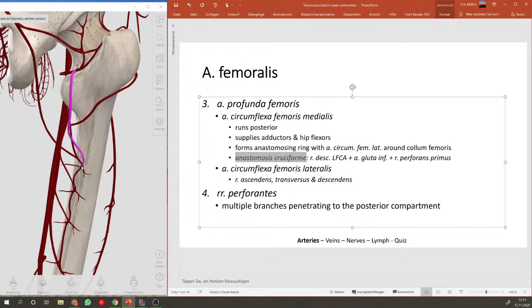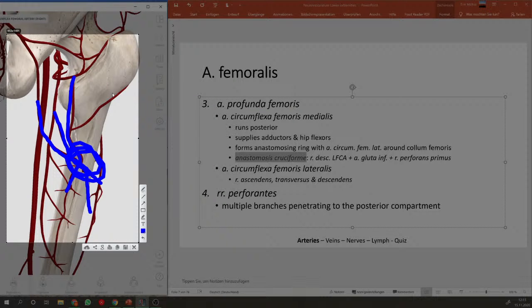And the first branch of the perforating arteries, so it will be this one. And they will all come together here in the middle and form, I don't know, it does not look like a cross to me, but apparently it did to the anatomists back in the day. So, anastomosis cruciforme. Cool. Now, that's about the medial femoral circumflex artery.